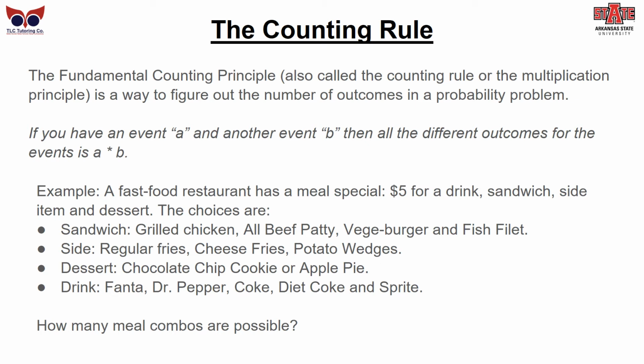A fast food restaurant has a meal special. It's $5 for a drink, a sandwich, a side, and a dessert. So you can see the sandwiches: I got a grilled chicken, I got a veggie burger, and then the sides, I got fries, potato wedges, desserts, and various drinks. So how would I figure out how many different combos I could order?